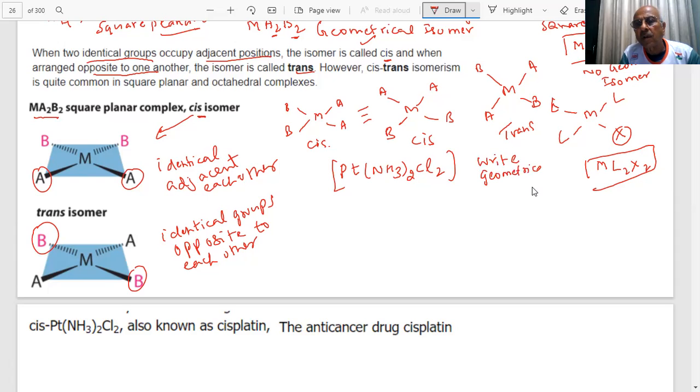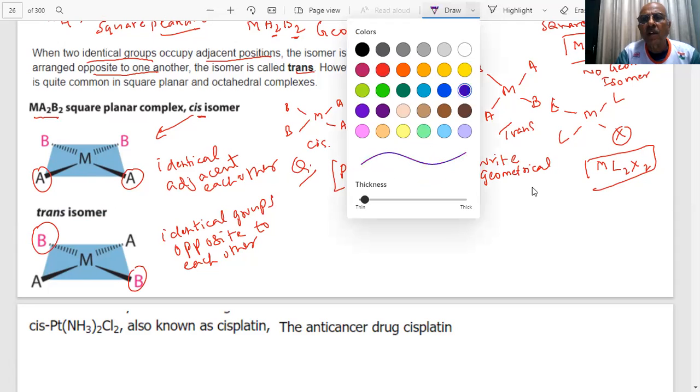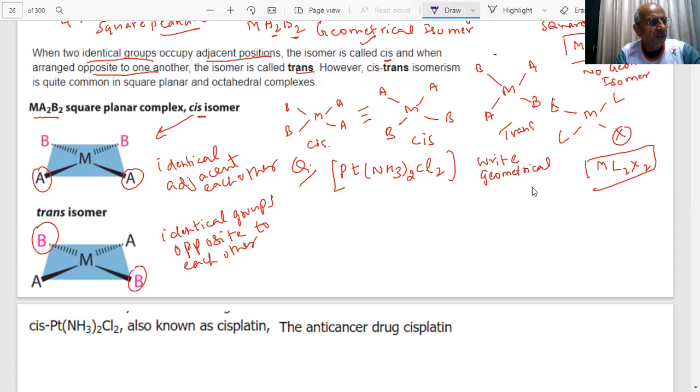Question now. You have 1 minute to answer this question. How will you write the geometrical isomers, students, in such cases? Write the geometrical isomers. You have 1 minute. When you complete it, let me know you have done it.